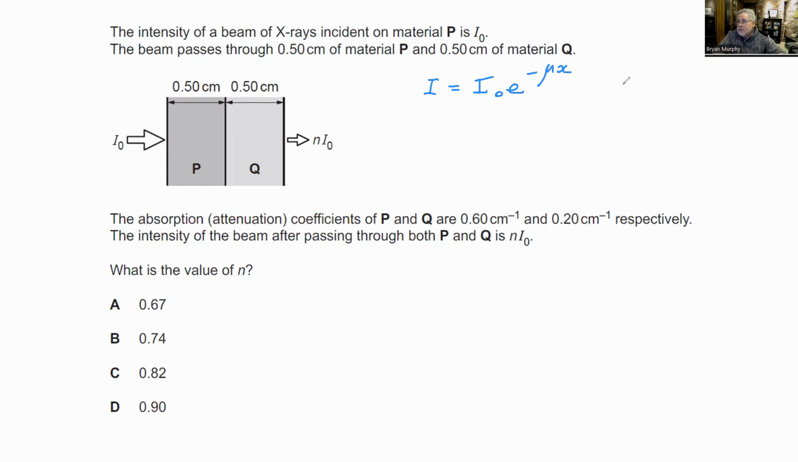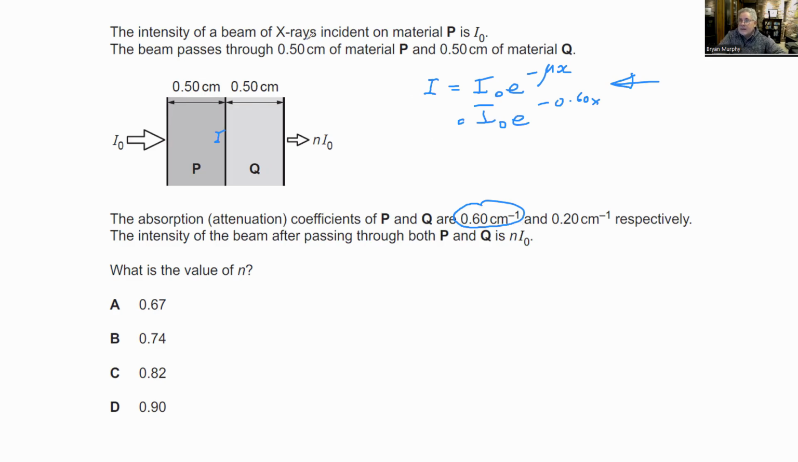So you use that equation there, where I is going to be the intensity here. That is going to be given by I naught e to the minus, P is that 0.6, times, what's the thickness of P?